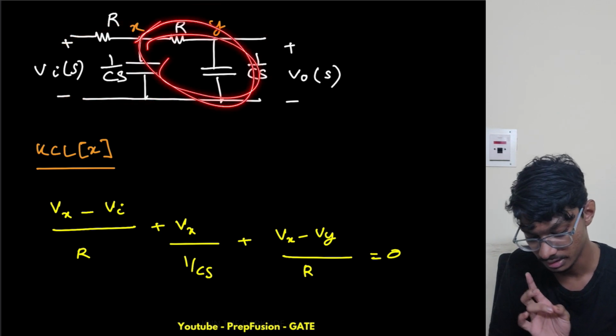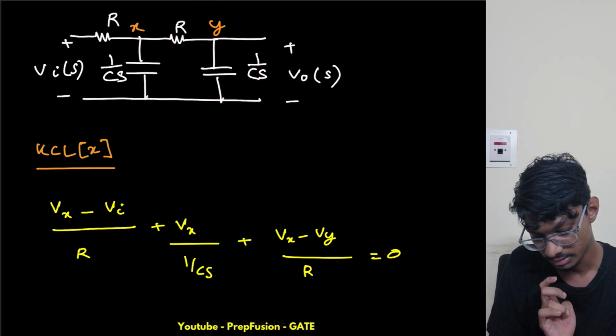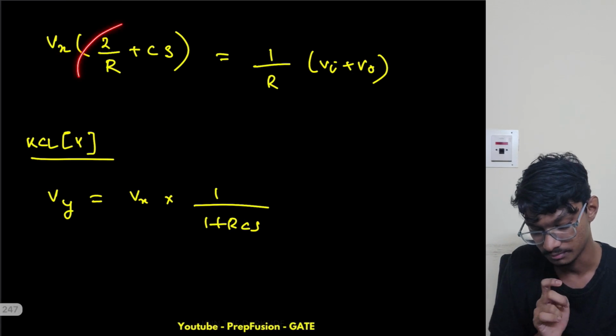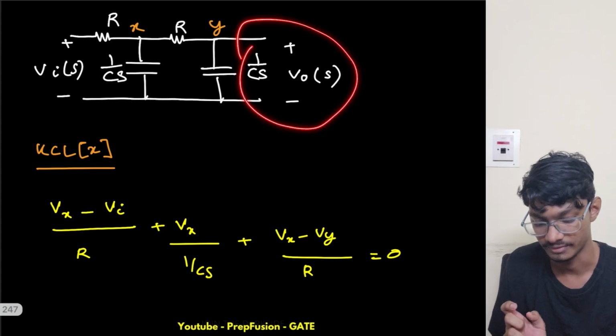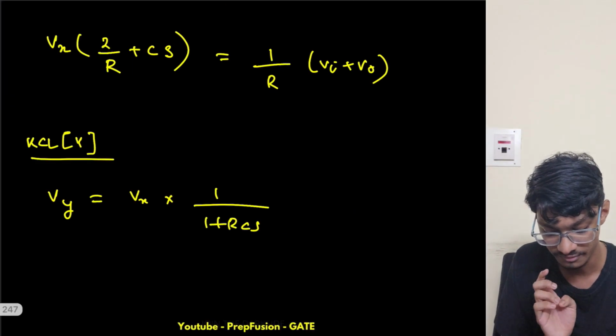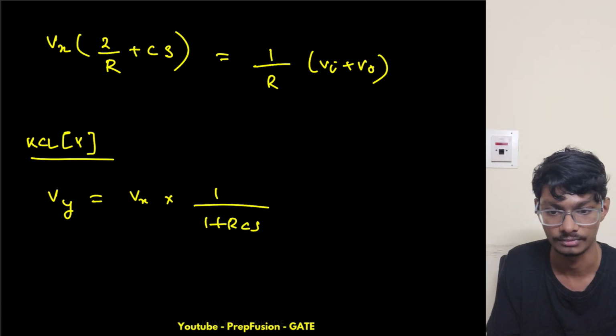Due to this loading effect, this transfer function didn't come in simple terms. But this one will come, because after this there is no loading effect. Current through here is 0, that's why this comes perfectly as 1 by 1 plus RCs, but that won't come here.